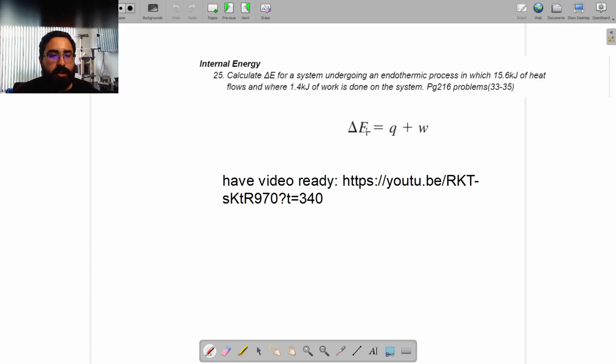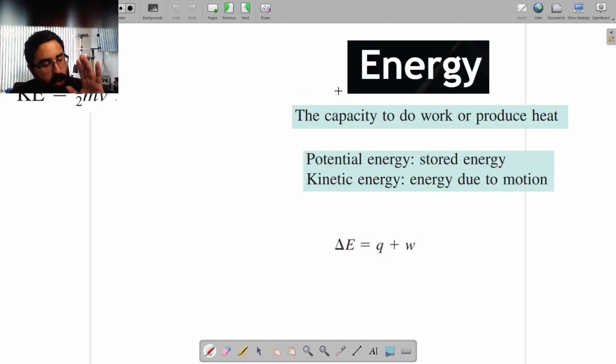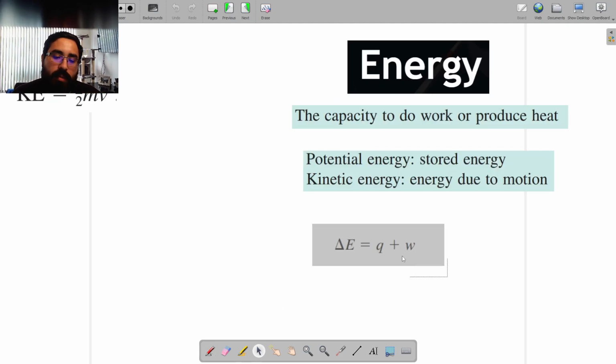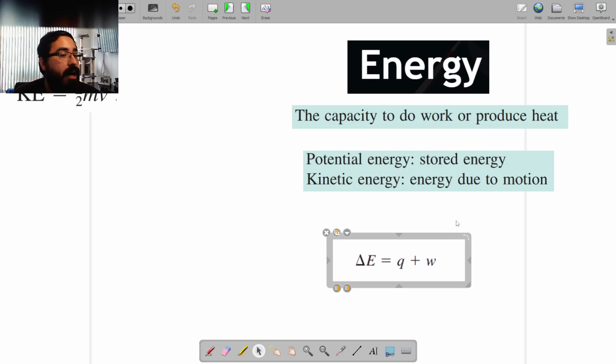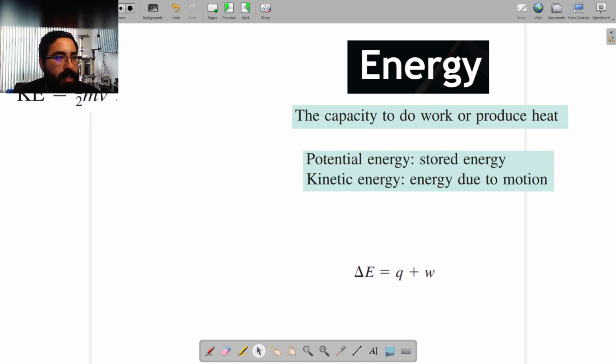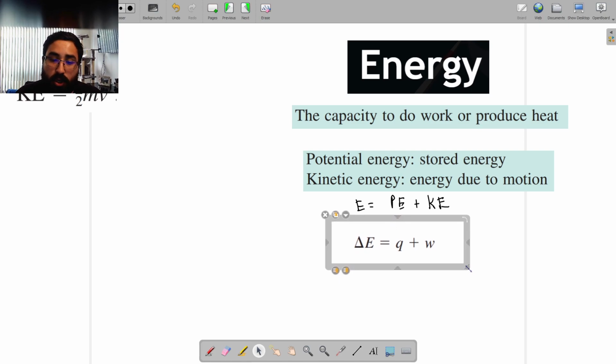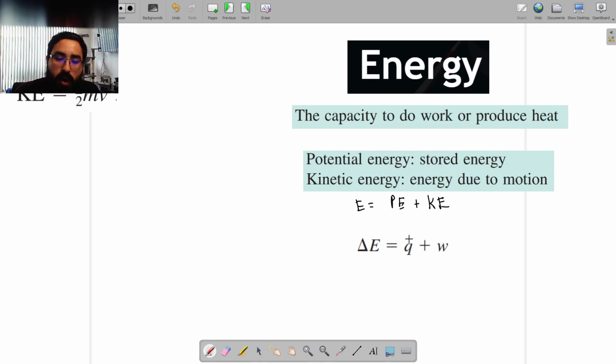Now the next thing we're going to do is talk about some practice problems relating to all this, but hopefully that gave you a little bit of an understanding. Let's do a little quick review. Remember that your total energy is equal to your potential energy plus your kinetic energy. And remember, your change in energy is equal to your heat and your work.